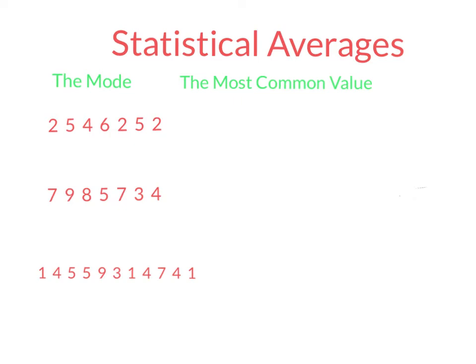Now we'll take a little look at the mode. Now the mode's probably the easiest statistical value to find. It's simply the most common value, or the one that occurs most often. So if we just look at the first example here, we can see we've got 2, 5, 4, 6, 2, 5, 2. So we've got 1 4 and 1 6. We've got 2 5s, but we have 3 2s. So 2 is the most common value, and so 2 is our mode.